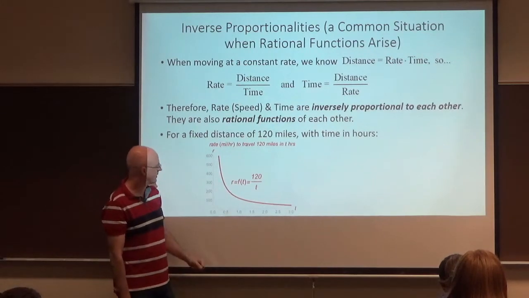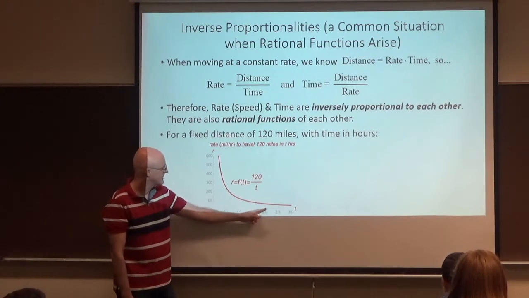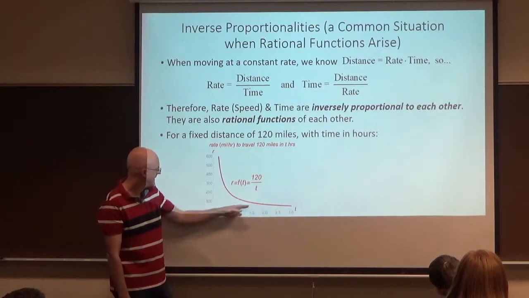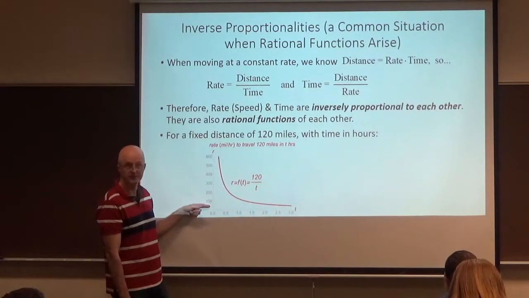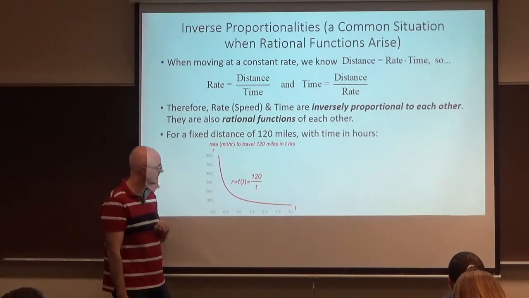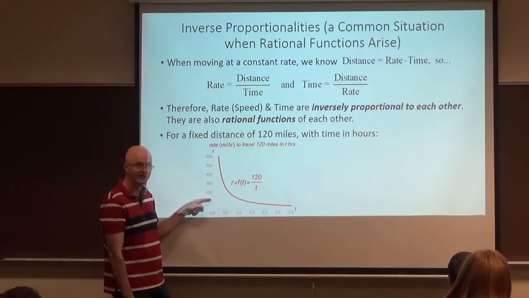R equals 120 over t. So for example, if you would like to go that 120 miles in 2 hours, you need to figure out the rate by using this function. Go to t equals 2, go up to the graph, and you go over to r equals 60 miles per hour. If you want to travel 120 miles in 1 hour, go to t equals 1, go up to the graph, and you have to go 120 miles an hour. Yikes, a little bit too fast.